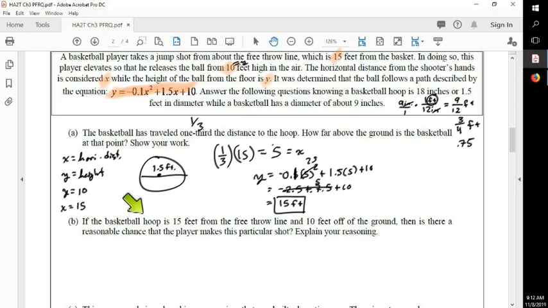It says, if the basketball hoop is 15 feet from the free throw line, which we already knew, we wrote it down, and 10 feet off the ground. Wait. What's 10 feet off the ground? The basketball hoop? Oh. Didn't he release it at 10 feet too? I don't know. I say he, but it could be a she, I suppose. It does say basketball player. Off the ground. Then is there a reasonable chance that the player makes this particular shot?